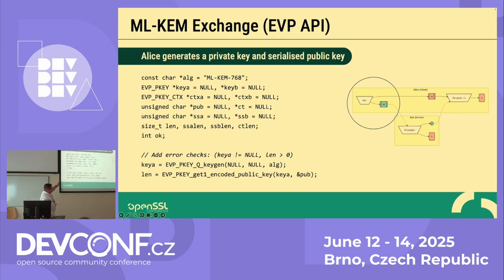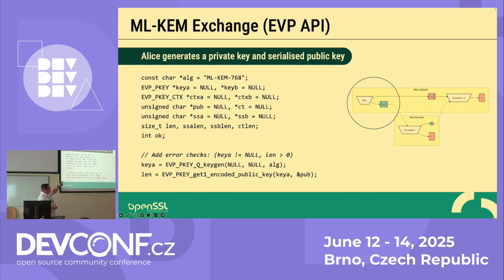So we get the key. We need to get the length of the key. It's a bit tricky in OpenSSL. You can see that pub is null, and when the parameter is null, we return the size. We return the public key, and then we return the size.